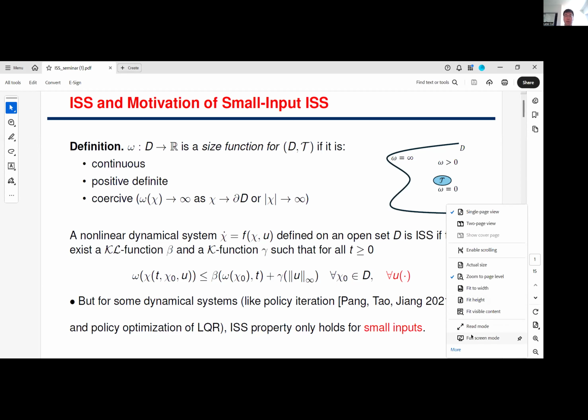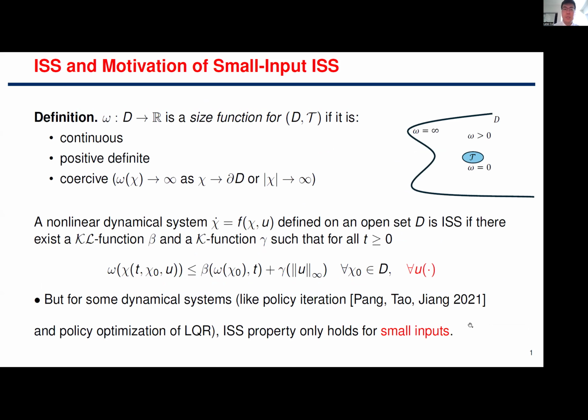Firstly, maybe I should introduce myself again. I'm Leilei. Now I'm a postdoc at MIT under the supervision of Professor Richard Braatz. Before that, I got my PhD at New York University under the guidance of Professor Zhong-Ping Jiang. Today I'm very happy to follow Professor Sontag's talk and talk about the result on small input ISS and its applications to robustness analysis of perturbed gradient flow.